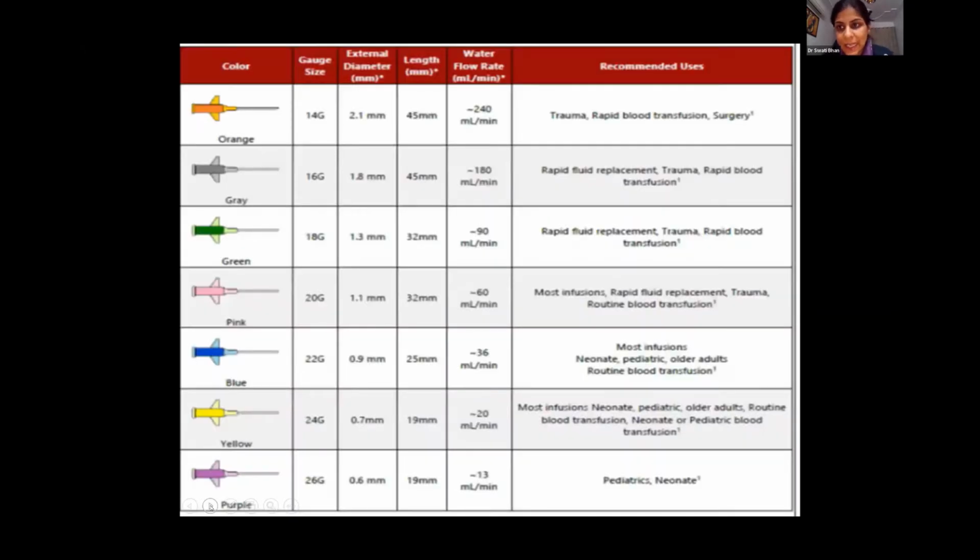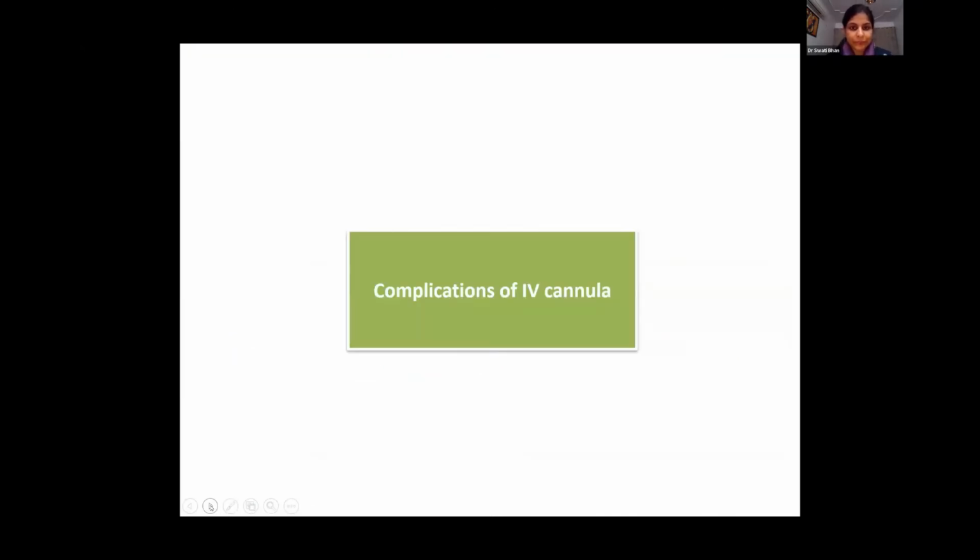These IV cannulas are available in different sizes, measured in gauges. As the gauge increases, the flow rate decreases, because the length of the catheter decreases. The 14 gauge IV cannula is the largest, with a flow rate of about 240 ml per minute, whereas the 26 gauge cannula is the smallest, with a flow rate of about 13 ml per minute.